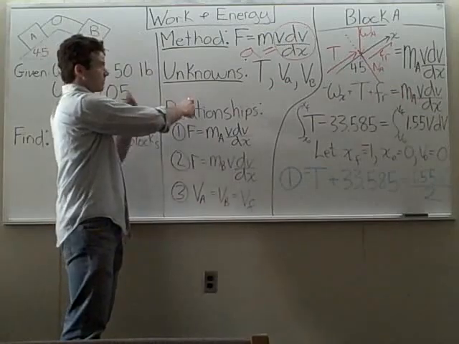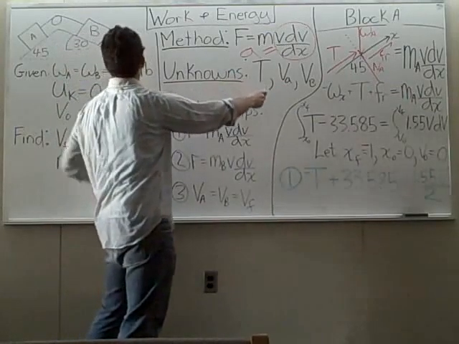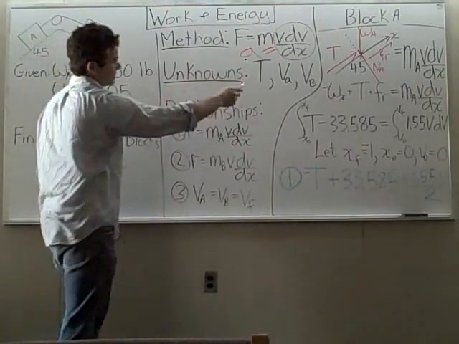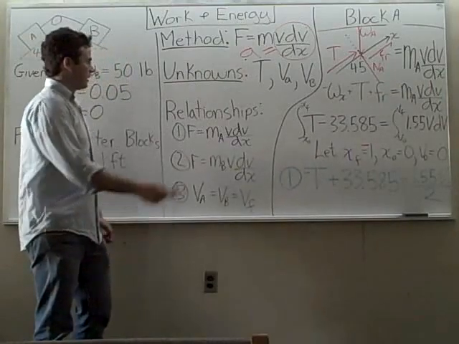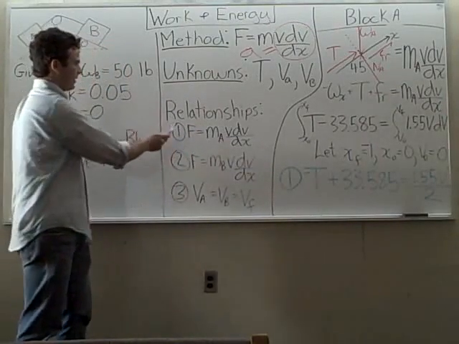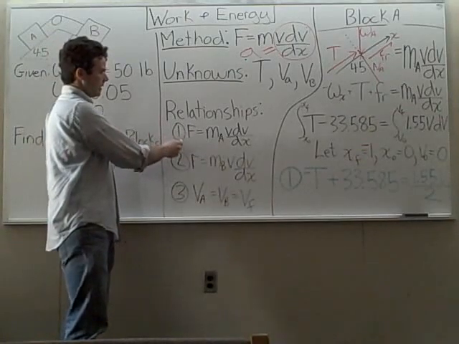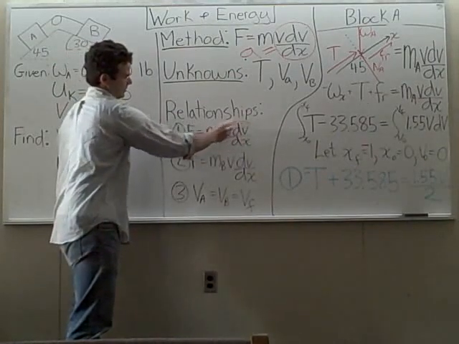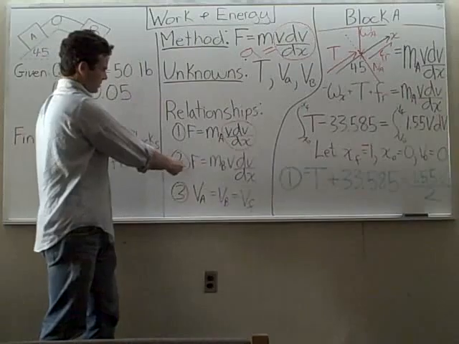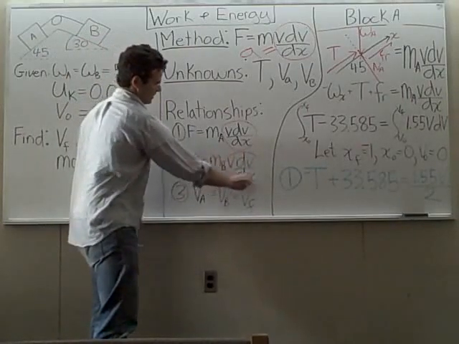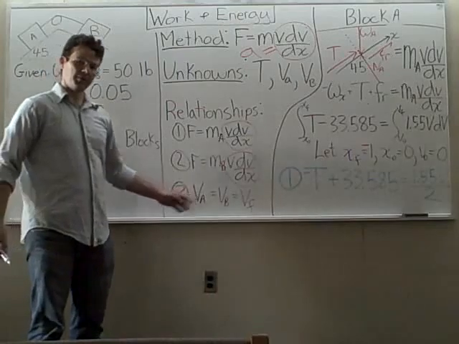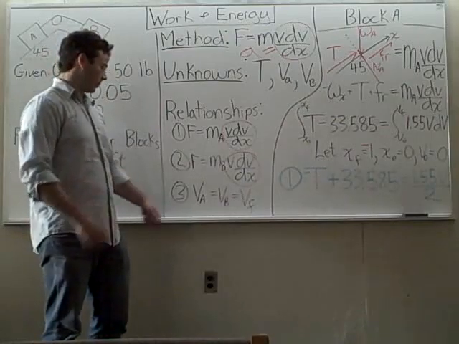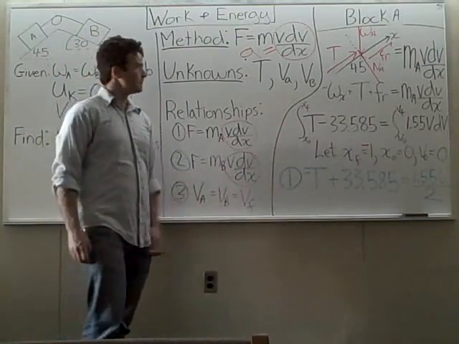Our unknowns are going to be the tension in the cable, and the velocity of each block after it moves 1 foot. We're going to be able to find one relationship from block A using the sum of the forces equals the mass times the acceleration, and another from block B, sum of the forces equals the mass times the acceleration. And we know from our cable that VA is going to equal VB, and to simplify everything, we're going to say that it is also equal to VF.